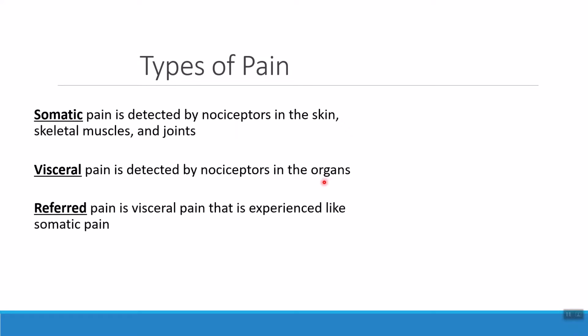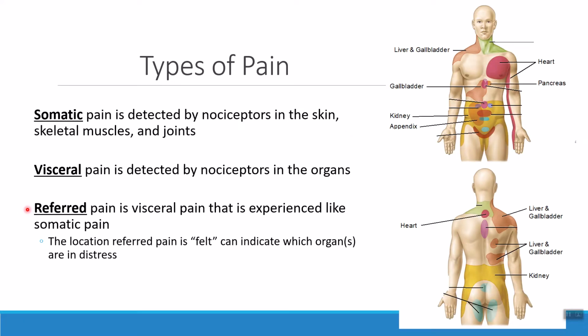Interestingly though, we also have what's called referred pain. Referred pain is a kind of visceral pain, meaning it originates from an organ inside your body. But the way that you experience it is like somatic pain. So this pain that's maybe coming from my stomach is felt on my skin. So we have these maps that show us the locations on the body where we would feel something externally that is a reminder for us of what's happening actually internally.